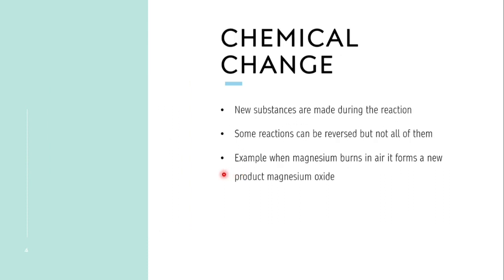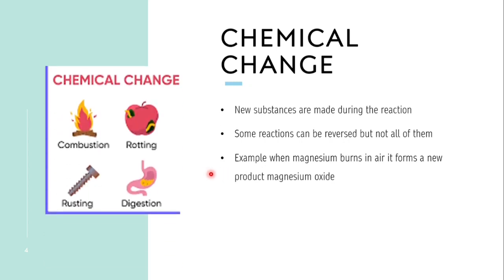Next is chemical change. A new substance is always formed which has different properties from the original. One example: magnesium is a metal, and when it burns in the presence of oxygen it forms magnesium oxide, a new product which is an ionic compound with different properties.